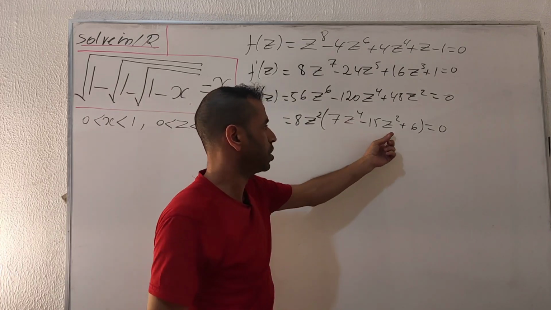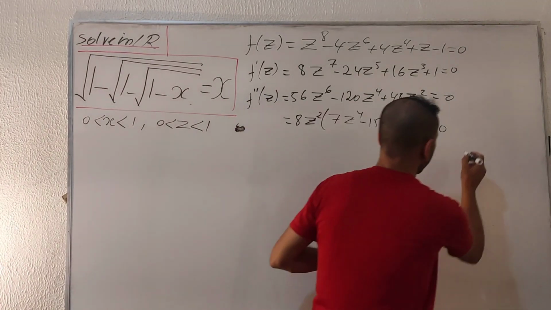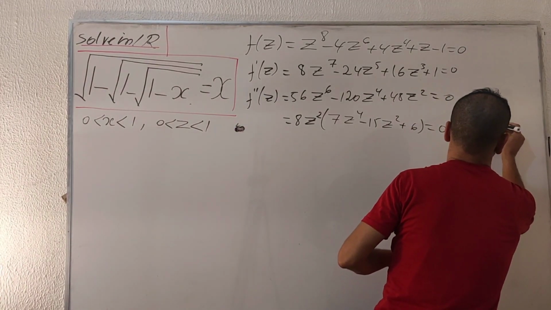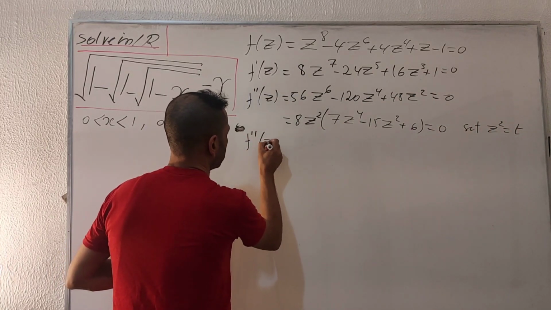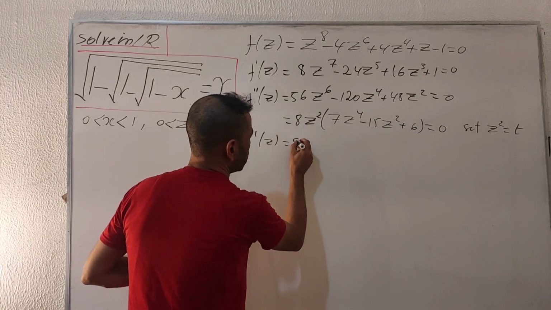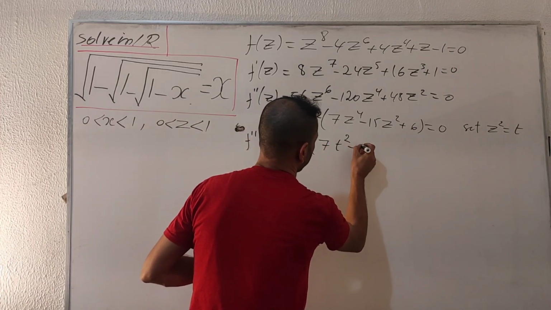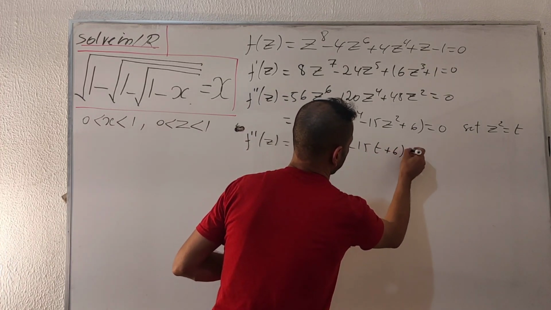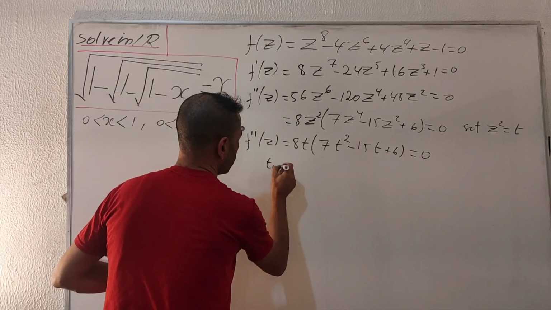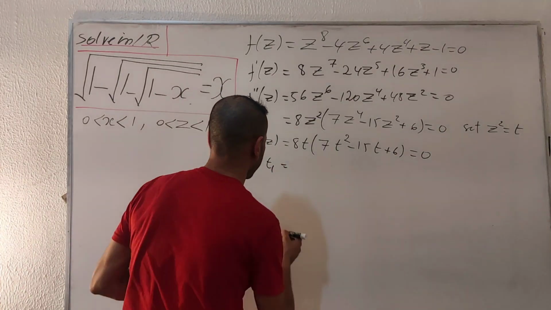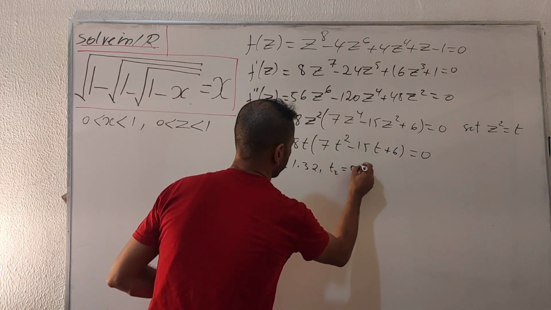Let's do a new substitution in order to transform this into a quadratic form. Let's set z squared equals t. So we get f prime of z with the 8t factor, and 7t squared minus 15t plus 6 equals 0. Now it's simpler to find the roots. You use the delta as a discriminant, and you will find t1 equals 0.22 and t2 equals 0.53.